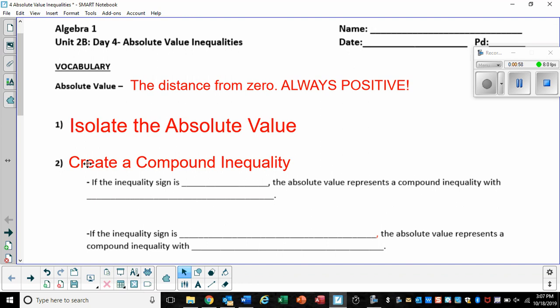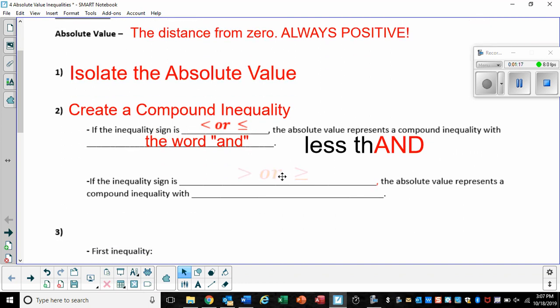So here's how we figure it out. If the inequality sign is less than or equal to, the absolute value represents a compound inequality with the word and. And the way you can remember that is less than. Okay? If the inequality sign is greater than or equal to, the absolute value represents a compound inequality with the word or. And here's how you can remember it. Greater or. Okay? Now that you understand which word you're going to be using for your compound inequality, you can go ahead and split it and solve it.